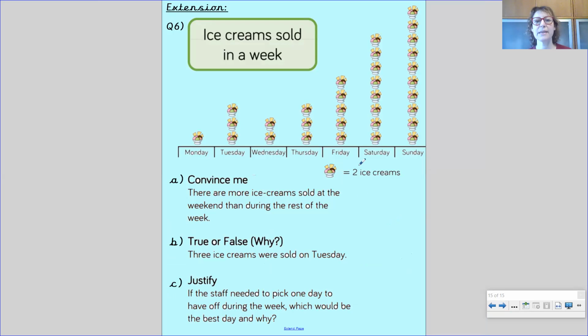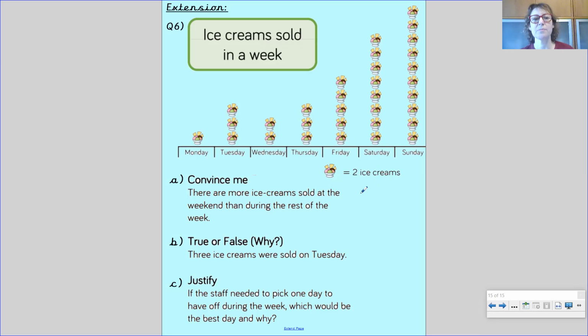So here is a pictogram, and the first thing that's annoying about this one is that it's straight up in the air. It's not the other way around like we've been used to. So if you're feeling uncomfortable about that, just turn your head and look at it sideways. But because we've done all our pictograms sideways, this one's actually going up. It doesn't matter, it's just normally they are done sideways.